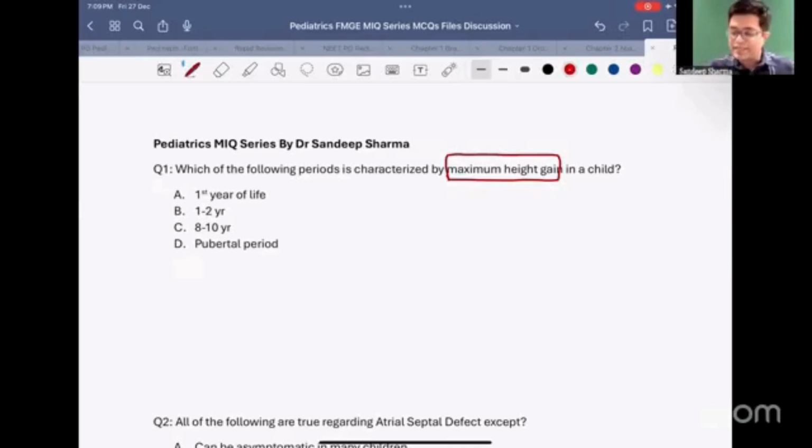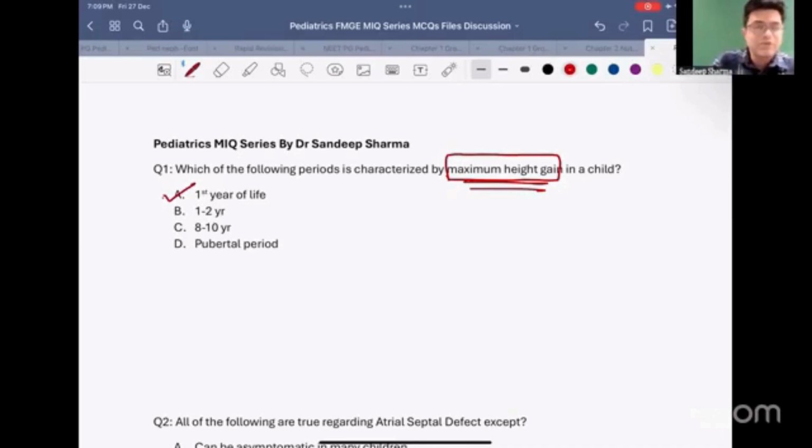Which period is characterized by maximum height gain in a child? So they are basically indirectly asking you in which period the height velocity, the rate of gaining height, is maximum in the patient. And remember, as a one-liner, maximum height gain happens in a child in the first year of life, and that is your correct answer.